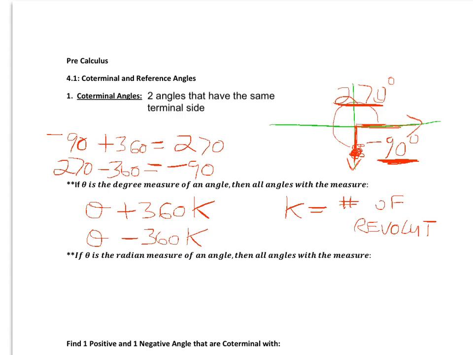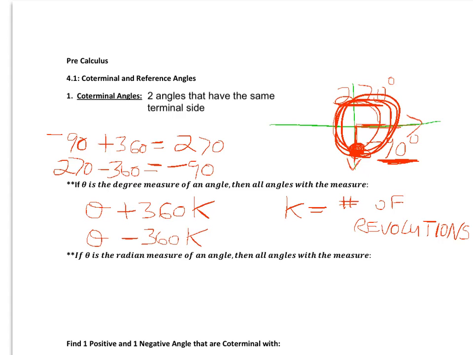I could go around a circle 500 times. If you go around a circle 500 times, you're going to end up exactly where you started. Like if I start here and I go around 4 times, 1, 2, 3, 4, guess what? I'm still here. So that's why we do multiples of 360.